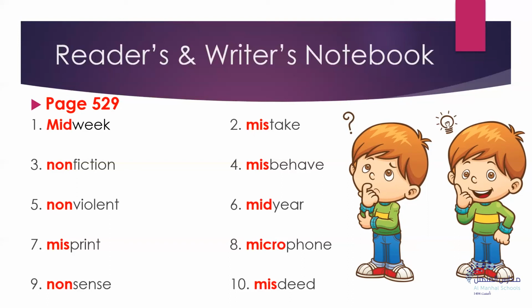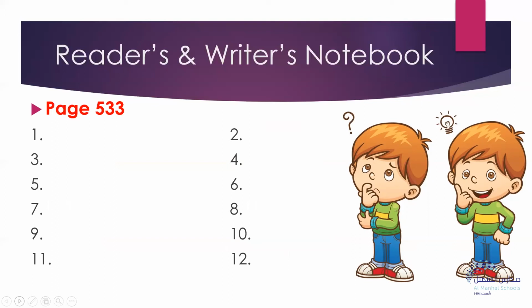Number 9, makes no sense. They give us sense, and when something is not, it is nonsense. And then number 10 for our last answer on page 529, a wrong act, a deed, and when something is wrong, it's a misdeed. So that's our answers for page 529. Going on to our next page, 533, for our next activity.